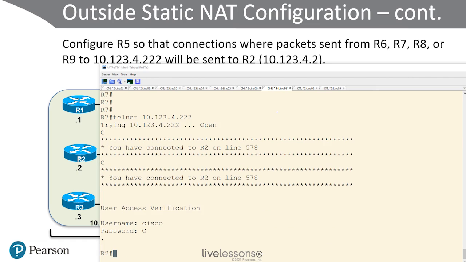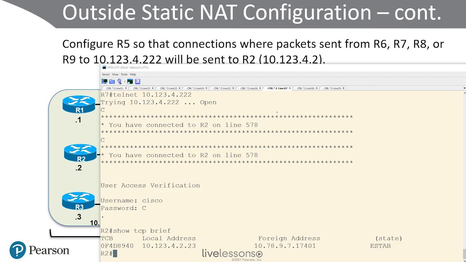So we'll connect into R2, and we'll log in, and we'll run the command show TCP brief. Now notice that what we're actually connected to is 10.123.4.2. You do not see the 10.123.4.222 anywhere. The source address is originally R7. It has not been modified. Again, we removed the inside static NAT.